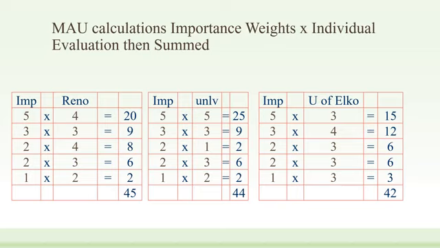The other way that we use this information is to go in and look at it more diagnostically. If you take a look at UNLV, it becomes obvious right away that the biggest weakness that UNLV has is on placement scores, where UNLV scored a 1 and Reno scored a 4 and the University of Elko scored a 3. So UNLV is a distant third on career placement. So what would you do?